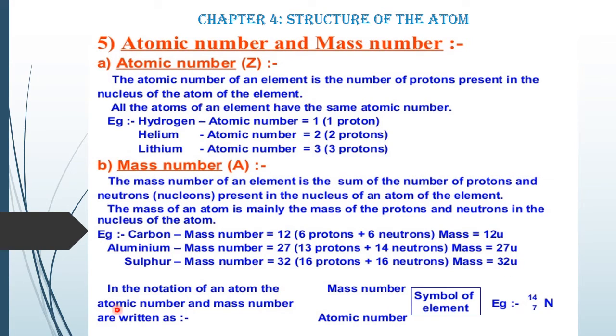In the notation of an atom, the atomic number and mass number are written with the symbol of the element. If you write the symbol of the element, then the mass number will be written on top, and the atomic number will be written at the bottom. For example nitrogen, the symbol is written, you have the mass number here, and 7 is the atomic number. This is how you represent an element.